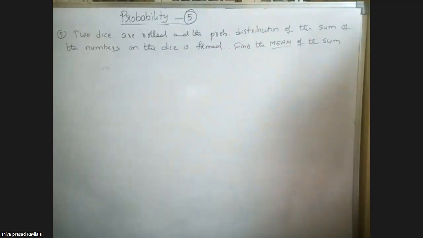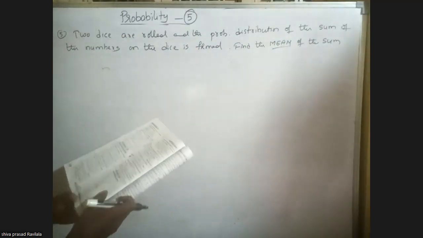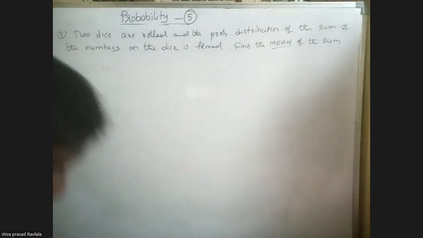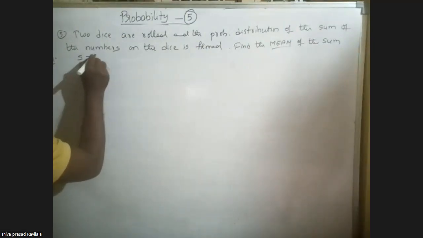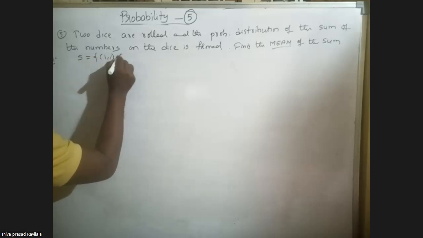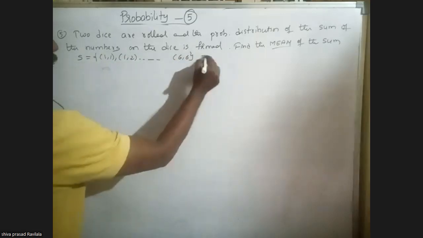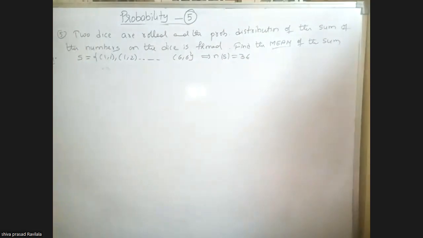When two dice are rolled, and the probability distribution of the sum of the numbers on the dice is formed. In this condition, we write S equals (1,1), (1,2), and so on, and the last one is (6,6). Here n(S) is the total number of cases, that is 6 into 6, 36 cases.